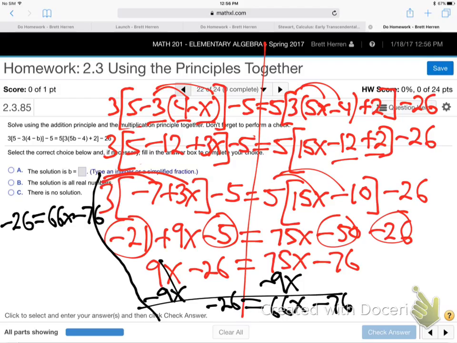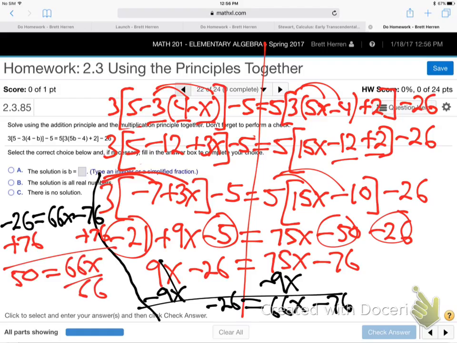Okay, what do we do to finish getting x alone? Add 76. What's that? 50 equals 66x. Last step, divide by 66. And that's reducible. Oh, I'm tired of this problem at this point. Divide by 2. x equals 25/33. What a painful problem. 25/33. All right. There we go.